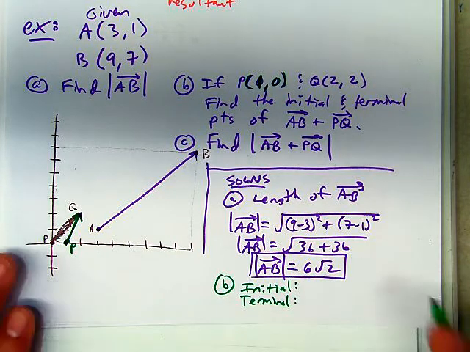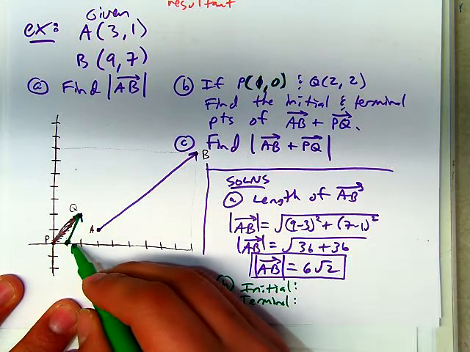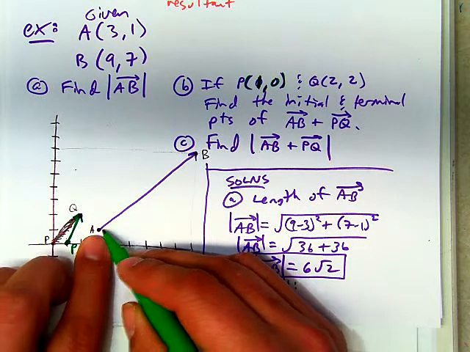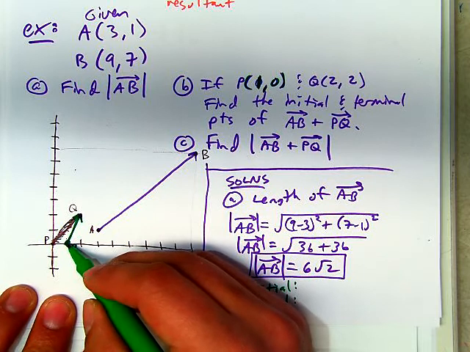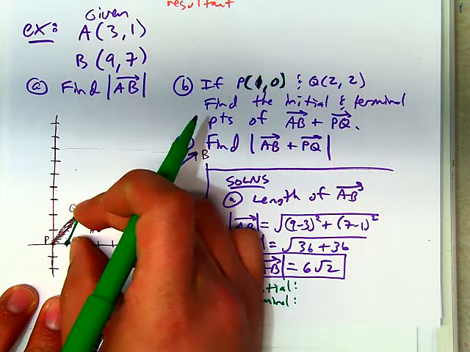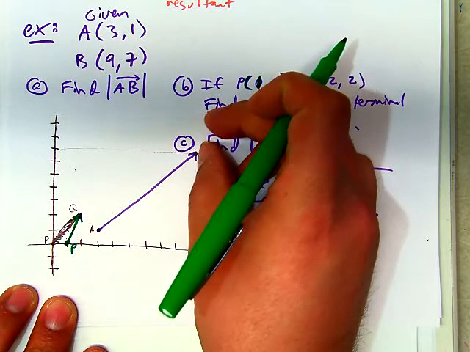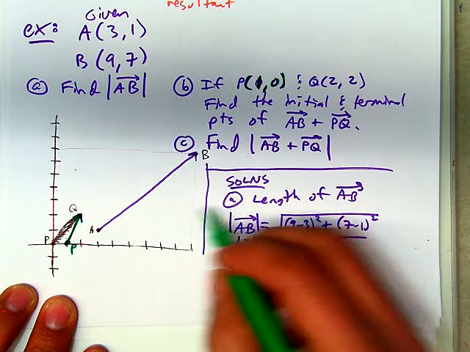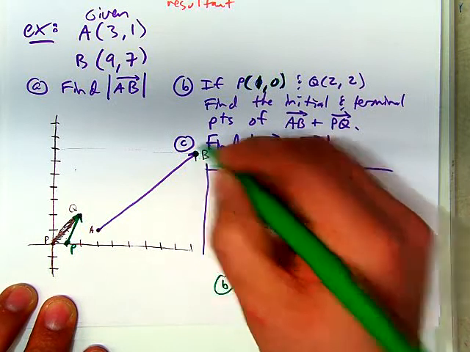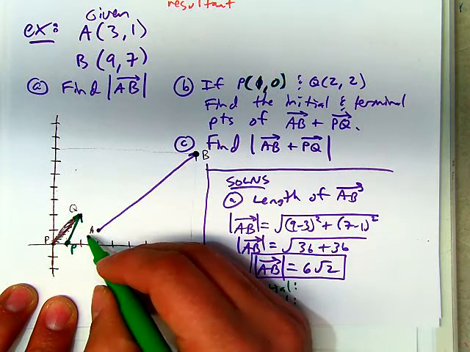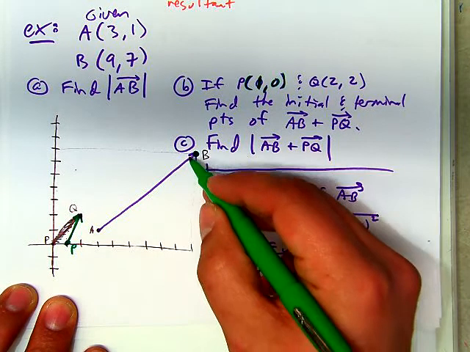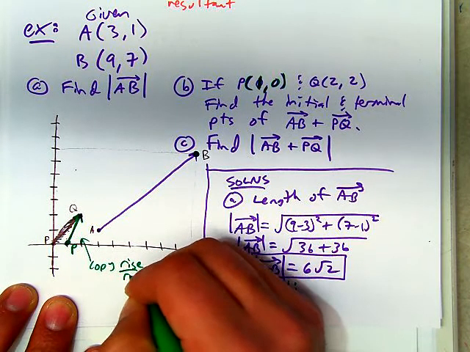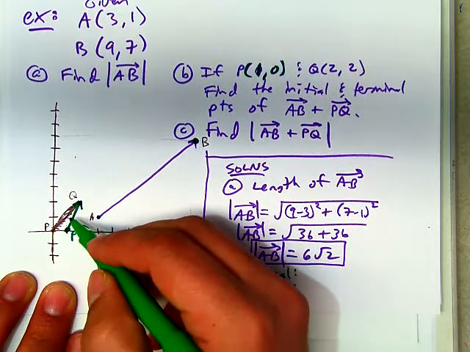So if we want to add the vector from 1, 0 to 2, 2 with the vector that's from 3, 1 to 9, 7, then what we want to do is slide this little green vector all the way to the end of AB first. And the easiest way to do that is to just put another point here at B and then just pretend that we've already done that, and then just copy the rise over run of this vector. That's the easiest way to do it.